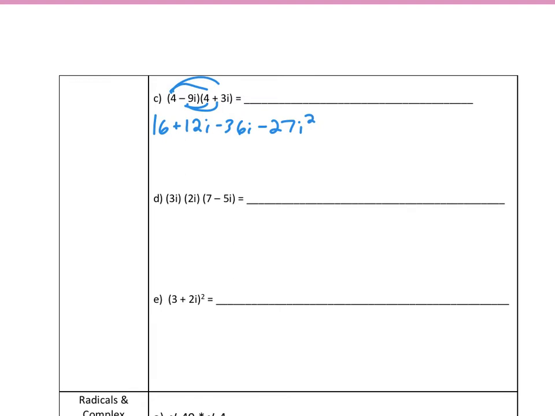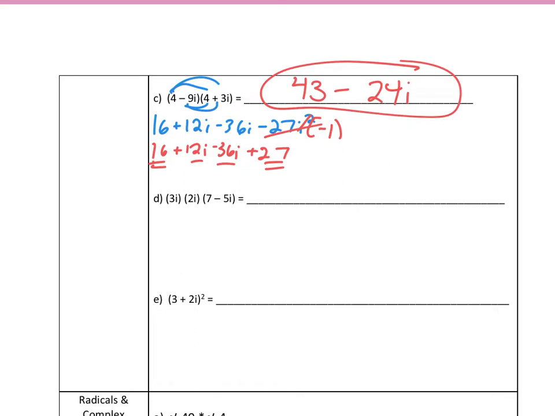All right. Next up, I need to get rid of the i squared, and it is just negative 1. So negative 27 times negative 1 is just 27. Now I can just combine my like terms, right? What are they? 43 minus 24i. Raise your hand if you agree. Good. All right, next one.